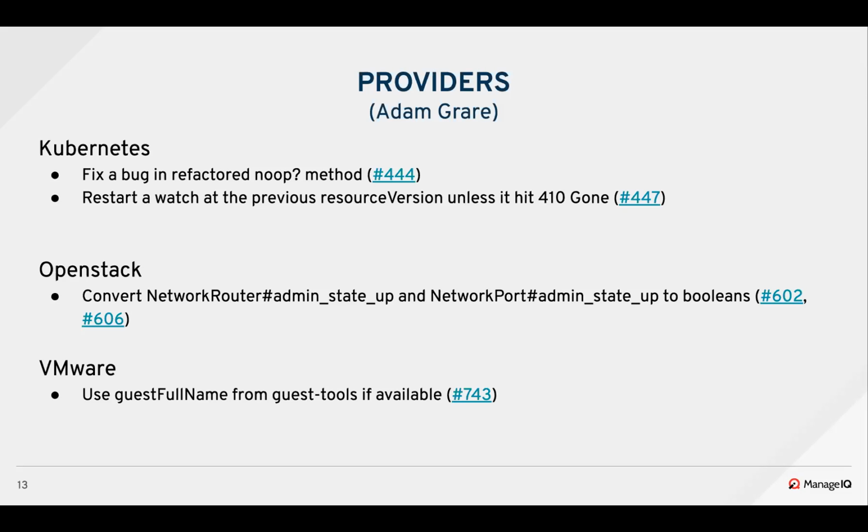On VMware, we had an enhancement to use the guest full name. This is the name of the operating system, the friendly name, like CentOS 7, whatever. If the guest tools are installed and running, we'll actually pull the guest name from that as opposed to from the config. The reason why this is important is if you deploy a VM on CentOS 7 and then later you upgrade it to CentOS 8, the guest tools will report the correct updated operating system, but the config will have the previous one. So the config is not updated if you reinstall the OS on the guest. So that was a nice enhancement to pull the right version if you're not using Smart State.